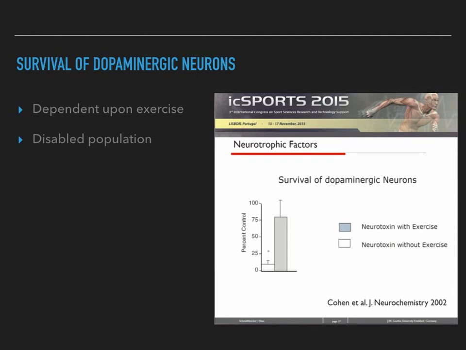Survival of dopaminergic neurons. The survival of these neurons is incredibly dependent upon the individual doing exercise. But I think one of the cases where this SRT can be the most beneficial is when the client actually cannot exercise, when they lose their ability to move as they would like. So handicapped, wheelchair, stroke, MS, Parkinson's patients, any of these type of patients. Obviously, not all of those are fully immobilized, but they might not be able to do as much exercise as they normally could.